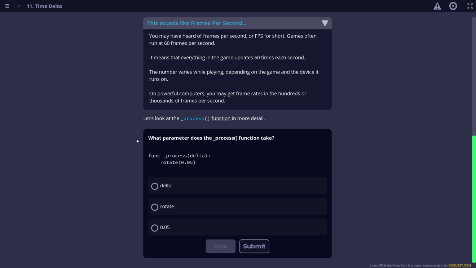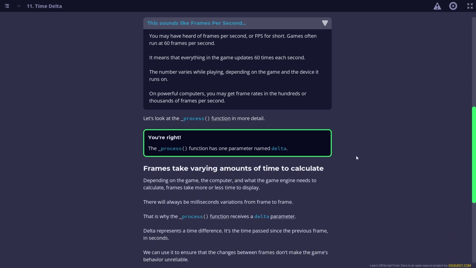So let's look at the process function in more detail. What parameter does the process function take? Right here, we've got func process delta, rotate 0.05. So it's going to be the delta right here. Submit it. All right, so we're right. The process function has one parameter named delta.